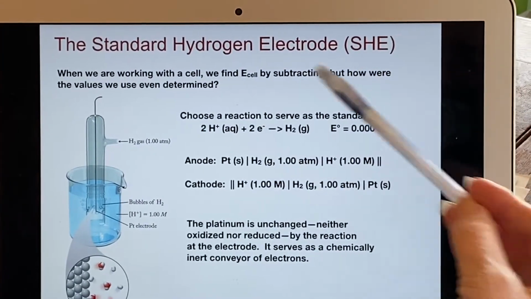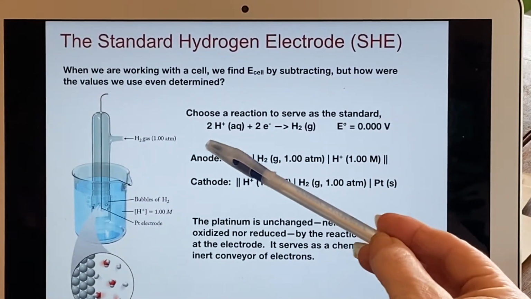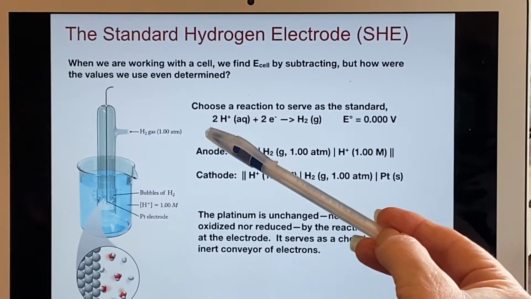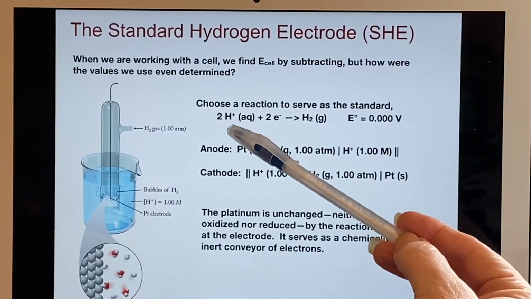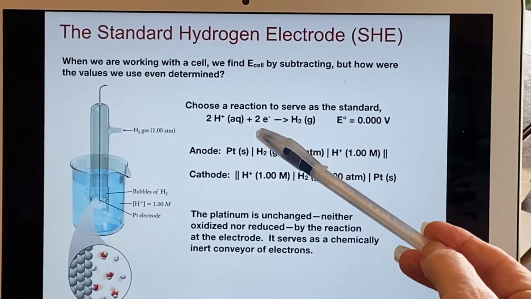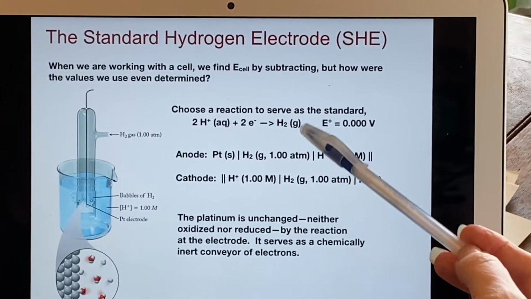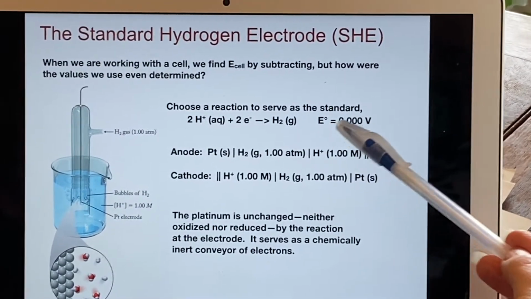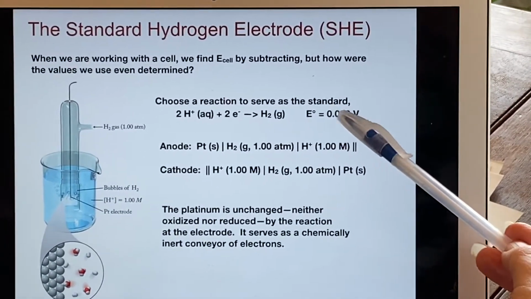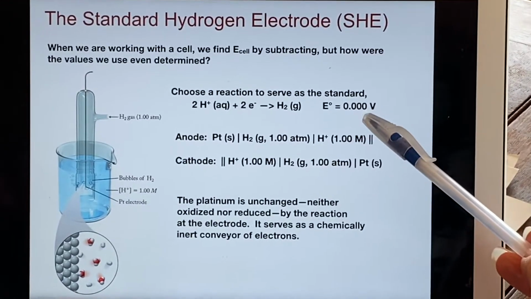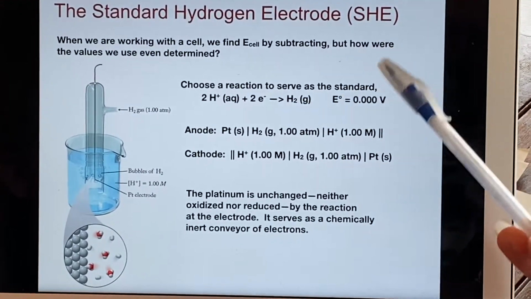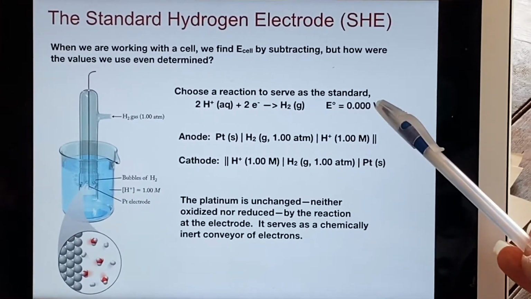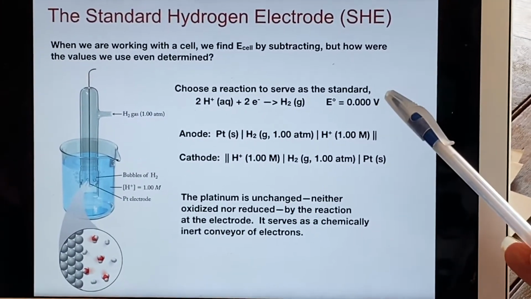Okay, anyway, what we did is pick a particular reaction to serve as the standard: 2 hydrogen ions with 2 electrons will make hydrogen diatomically, okay? And that would be set as a 0. This sometimes confuses people and they think, well, then it just won't happen. Well, no, remember, this is just a half reaction. It's always going to depend on what is paired with it.